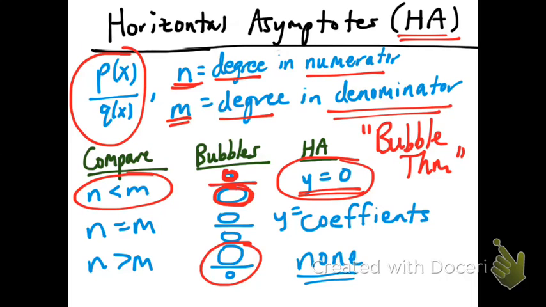So therefore, as the x values get really big, the fraction gets blown out of proportion, becomes so large that it never approaches one real number. Okay?